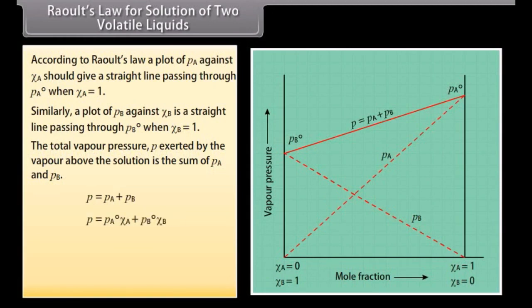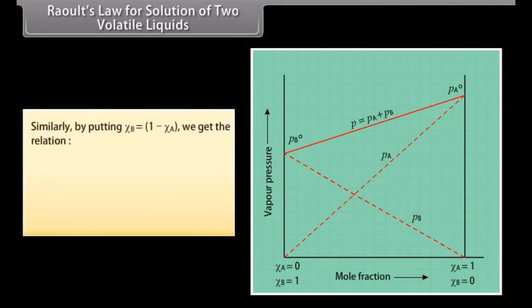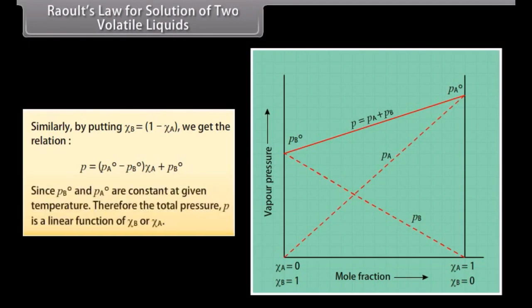By putting XA equal to 1 minus XB, we get the relation P = (P°B − P°A) × XB + P°A. Similarly, by putting XB equal to 1 minus XA, we get the relation P = (P°A − P°B) × XA + P°B. Since P°B and P°A are constant at given temperature, therefore, the total pressure P is a linear function of XB or XA.